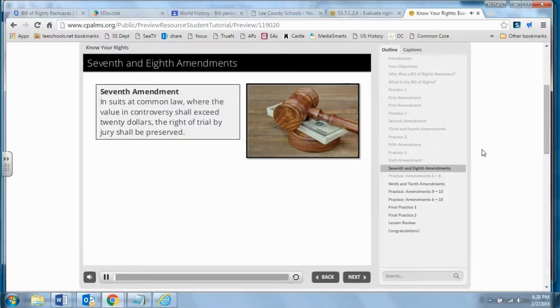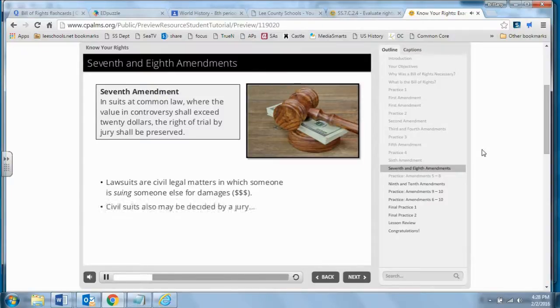The Seventh Amendment also guarantees Americans trial by jury, but for civil lawsuits. In suits at common law, where the value in controversy shall exceed $20, the right of trial by jury shall be preserved. A suit, or lawsuit, is a civil legal matter between two people. There's no crime involved, but one person or party is suing another person for some form of damages, usually money.